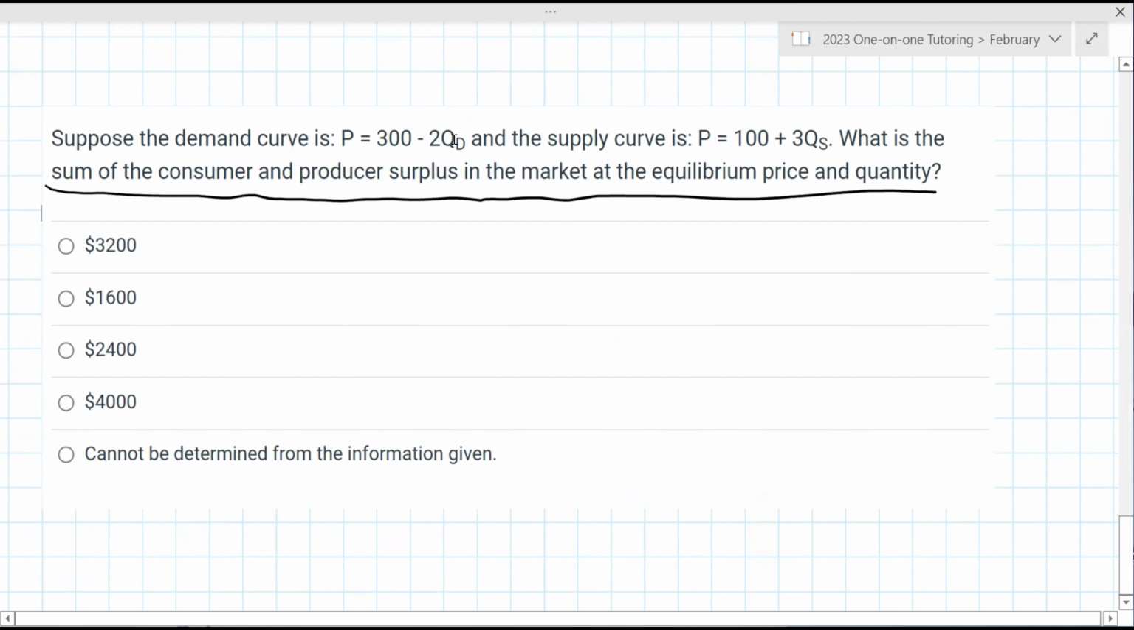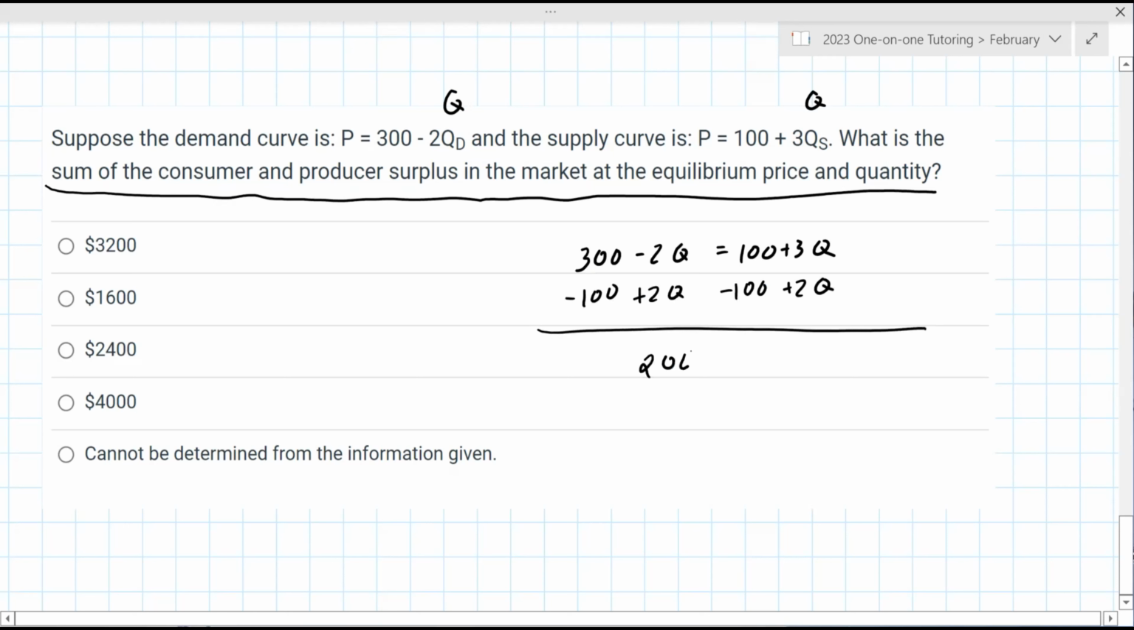All right, set the two equations equal: 300 minus 2Q equals 100 plus 3Q. You can just drop the D, drop the S, and solve. You're going to add 2Q to both sides and subtract 100 from both sides. So that's 200 equals 5Q. Is that okay, or do you need more explanation on that? Okay, so you're going to divide by 5, and Q equals 40.